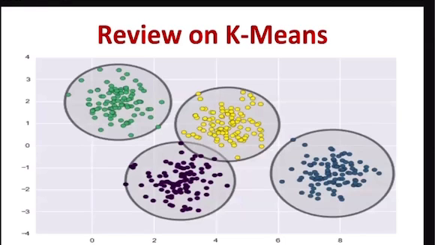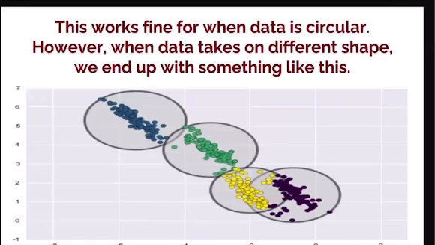Take a look at this. The k-means only helps with spherical shapes like this. In a situation where you have a non-spherical or elliptical shape, it's not going to work. Like this. Take a look at this. Can you see this? There's a kind of overlapping.